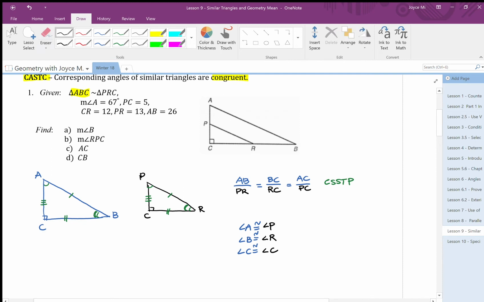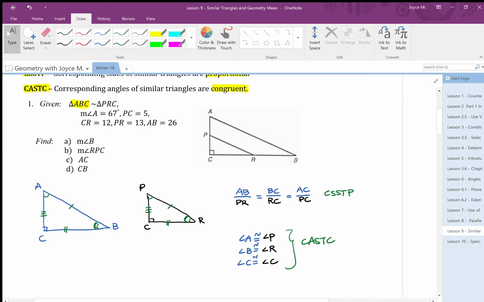Let me write in green so you see it color-coded. So this is what is meant by CASTC. If I already know the triangles are similar, this is the statement I can make about the proportional sides and the congruent angles. Now let's use that to solve for a missing side as practice. We are given that angle A is 67 degrees. So angle A is right here, that is 67.